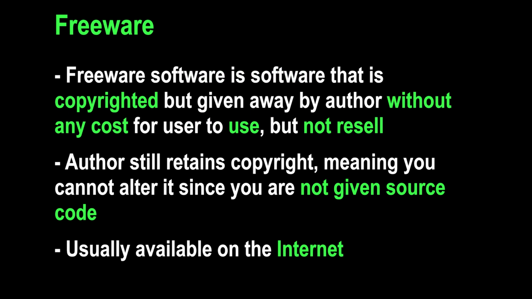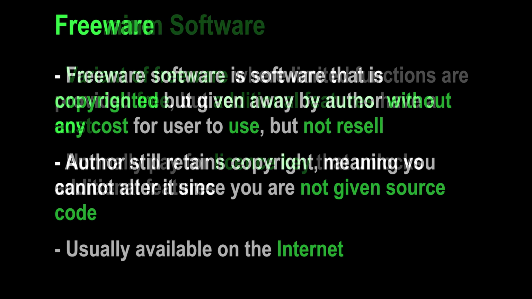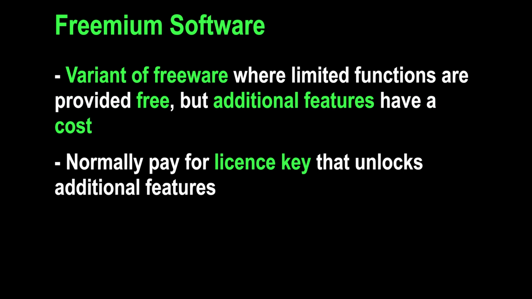Freeware. Freeware software is software that is copyrighted but given away by the author without any cost for the user to use but not resell. The author still retains copyright, meaning you cannot alter it since you're not given the source code, and is usually available on the internet. Freemium software is a variant of freeware where limited functions are provided free, but additional features have a cost. Normally, you pay for a license key that unlocks additional features.